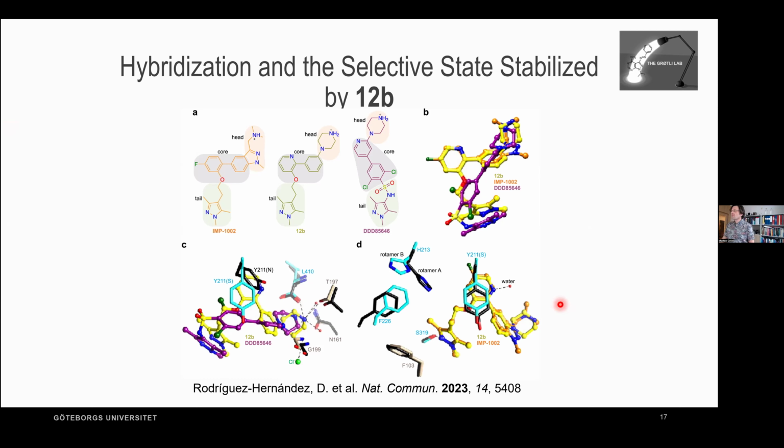If we then look at the D panel here, you also see that there is a dotted line to a single water molecule. And it seems like that water molecule is also important for gaining selectivity. You see it's making a hydrogen bond with this nitrogen sitting in the yellow molecule, which is 12B, while the orange molecule does not have a functional group that is positioned in such a way that it can make this interaction with the water.